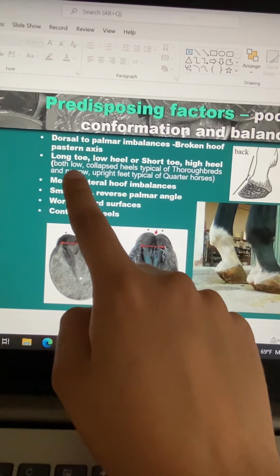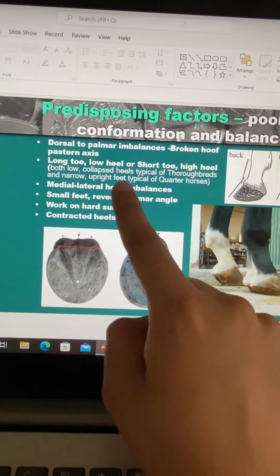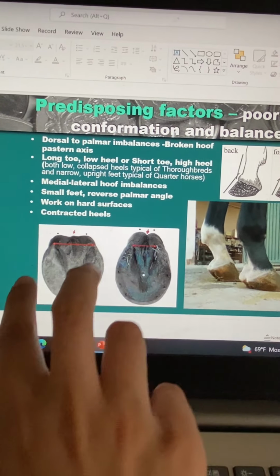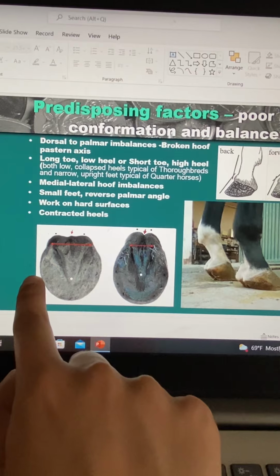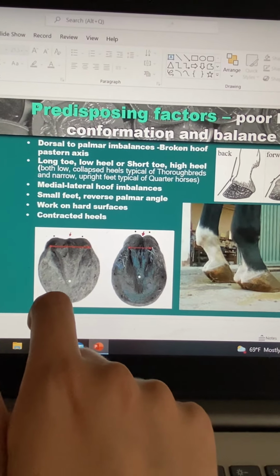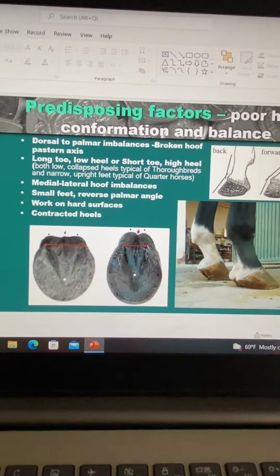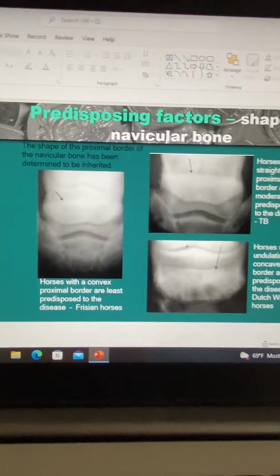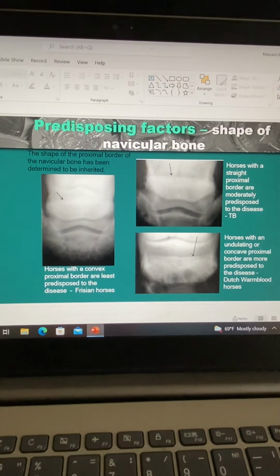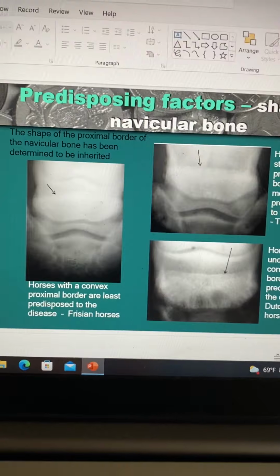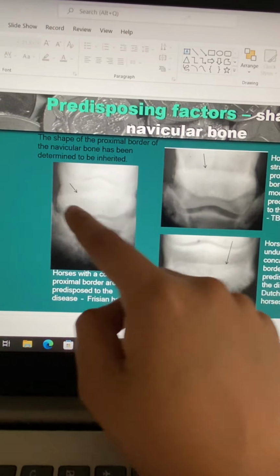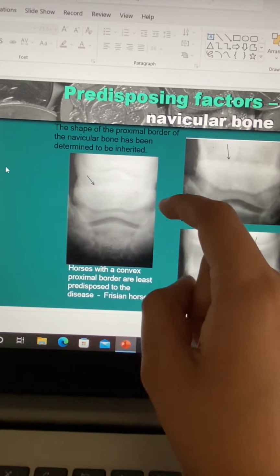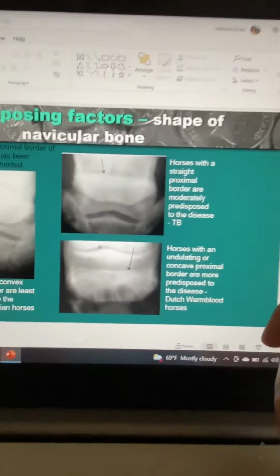It also shows some examples, like if they're both low collapsed heels, typical in thoroughbreds because they're usually used in racing. It talks about medial-lateral hoof imbalances, so imbalances between both sides, small feet and reverse palmar angle, working on hard surfaces like this, and contracted heels. I imagine these are heels that are like this basically. There is also a congenital component, inherited I should say. If you look at the navicular bone in an x-ray, the proximal border of this bone can be convex in, say, Frisian horses.